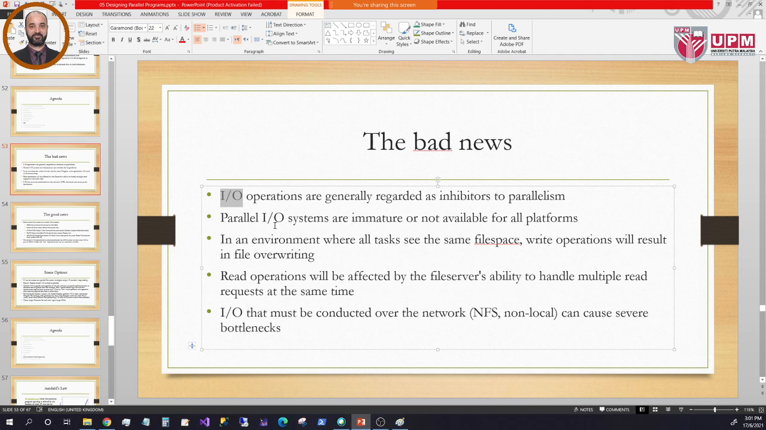So parallel I/O systems are immature or not available for all platforms. Okay, so not everything is matured actually in technology related to the I/O. Okay, so for example, I give you one example. All of you know about the HDD and SSD, right?